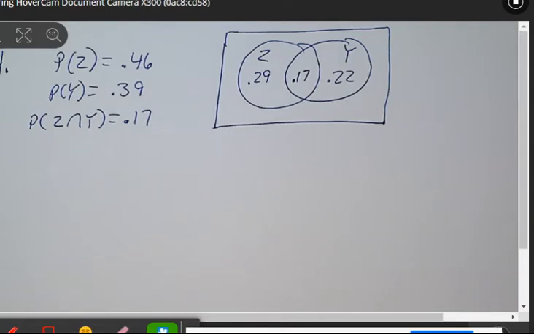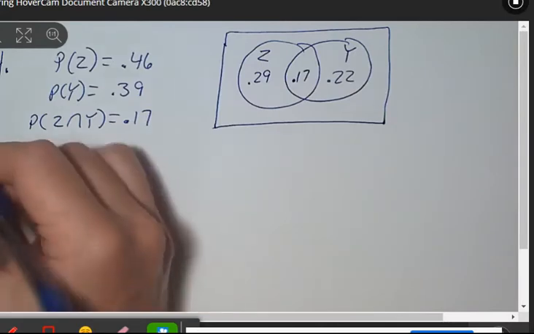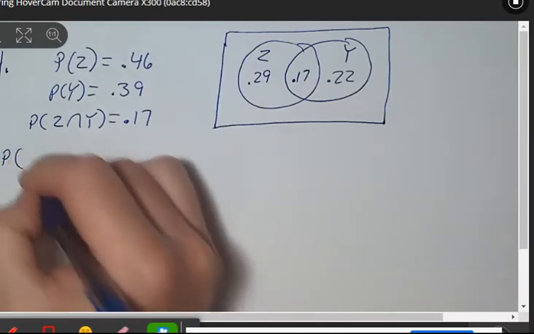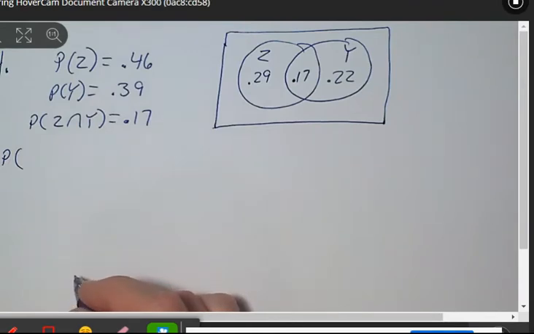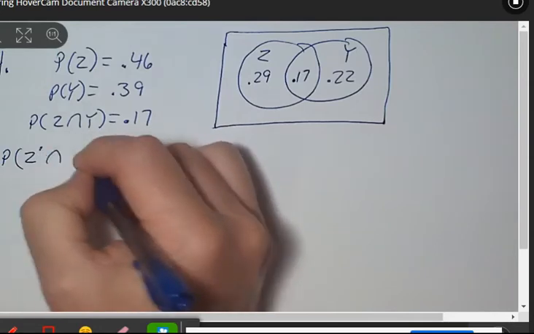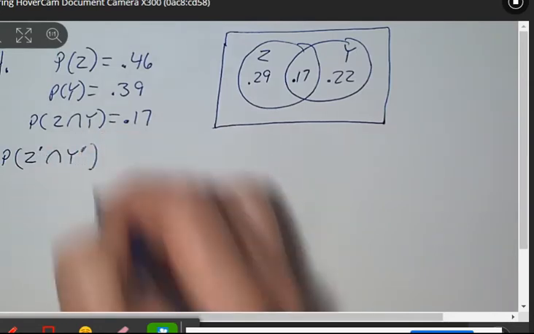Okay. So here we go. So here's how the questions are going to ask you. For part A, it's going to ask you to find the probability of Z prime intersect Y prime.